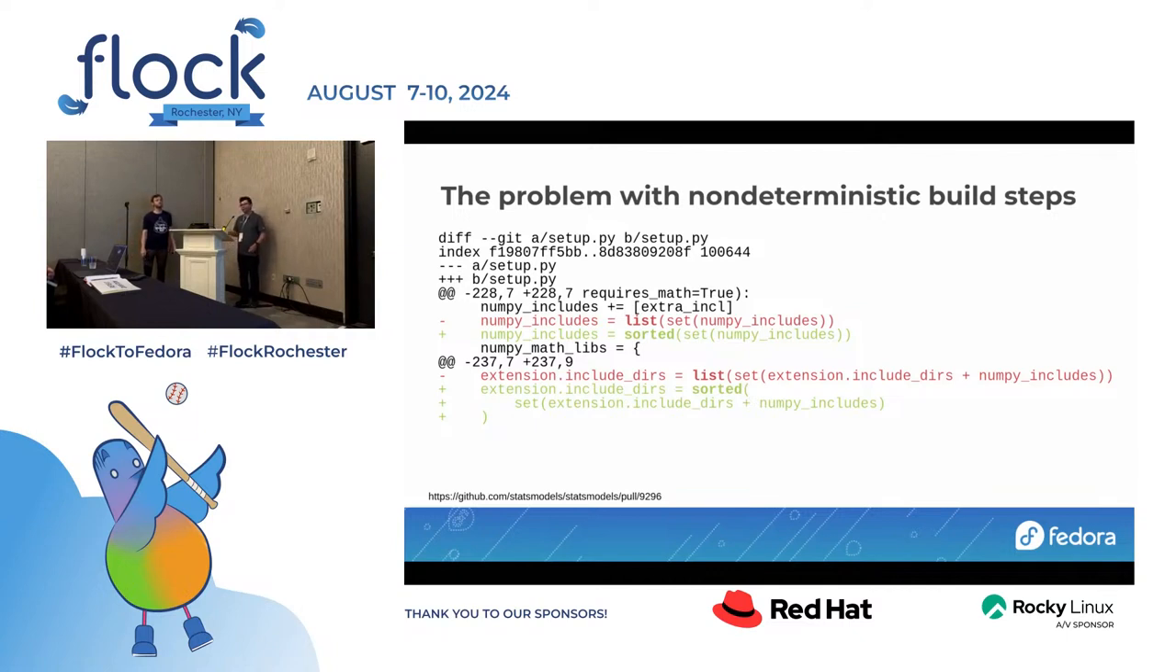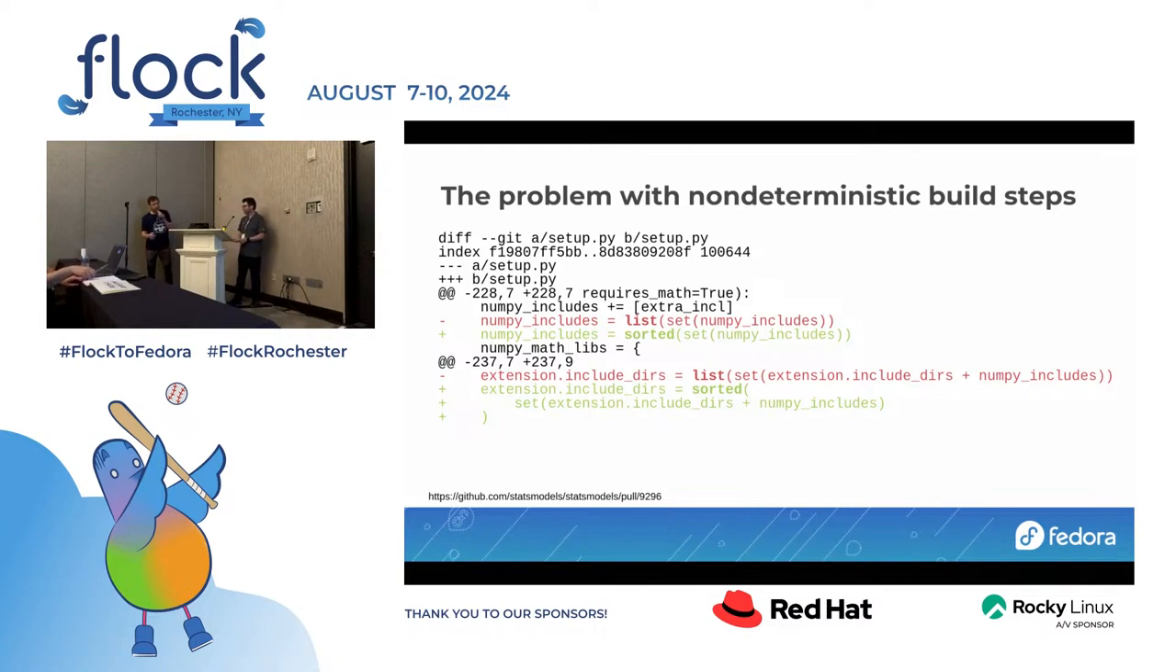But that's something that you have to fix package by package, because it's going to be specific to the different package, and different packages will have different examples of this problem. And this is just one example of non-deterministic build steps that have to be fixed case by case. Now, the good thing here is that this is something you can fix upstream, and it's actually a legitimate bug. So once it's fixed upstream, it's fixed for every distribution, not just for Fedora.